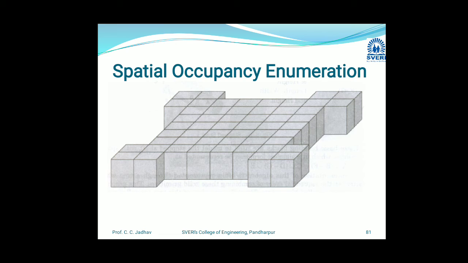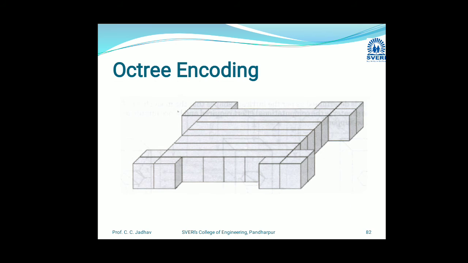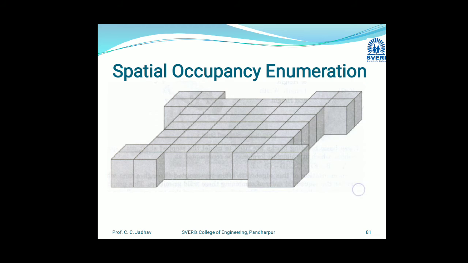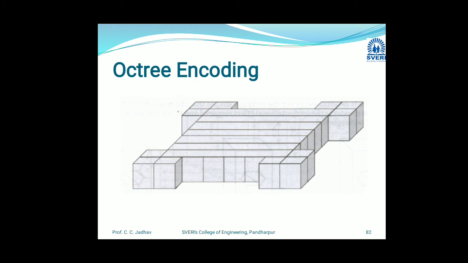Next, there is spatial occupancy enumeration. We are creating the edges and faces on this model, and that will be helpful for further processes. That is an example of enumeration using spatial occupancy. Next, octree encoding. In the previous type, we divide into an equal number of squares, elements or faces, but in octree encoding we divide along a single line on the object. We are creating surfaces but in minimum number. So that is octree encoding.